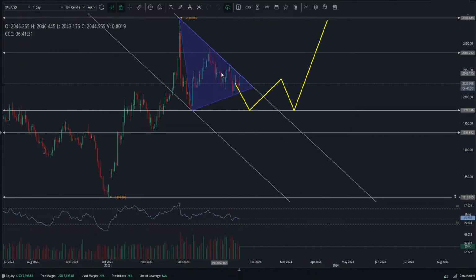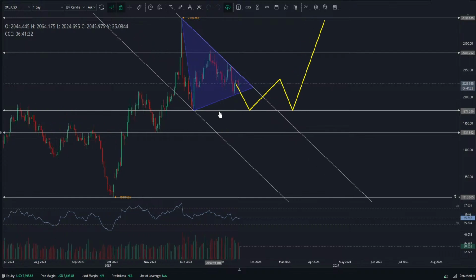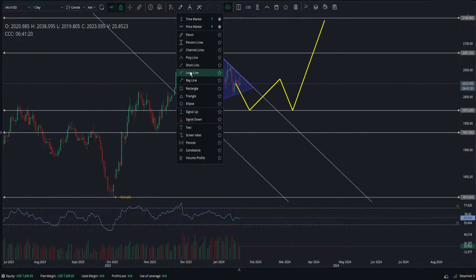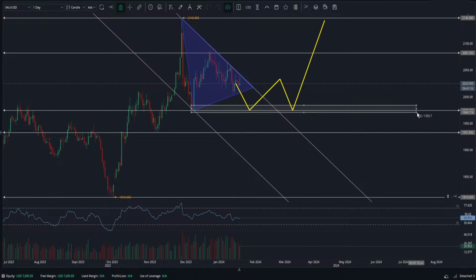Now right now it is consolidating for some time, but even if the price falls from here, it will find some support around 1973. Now 1973, I think we can mark it with a rectangle like this. So this area is a strong area of support. So let's see how the price behaves when it comes to this area.